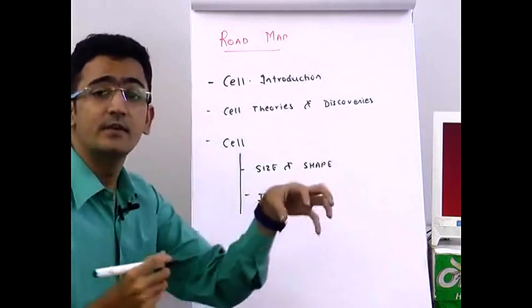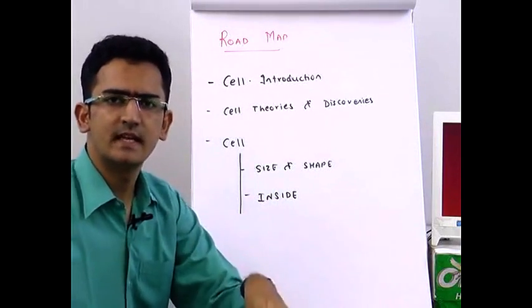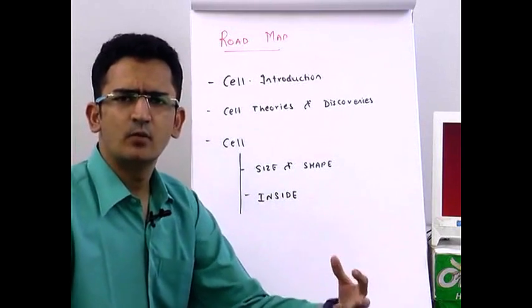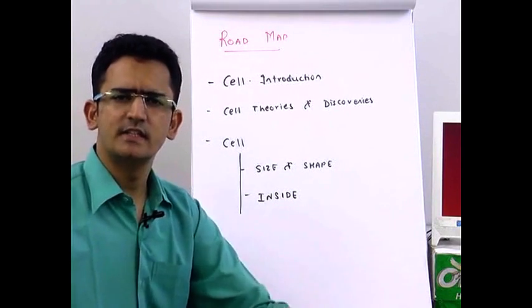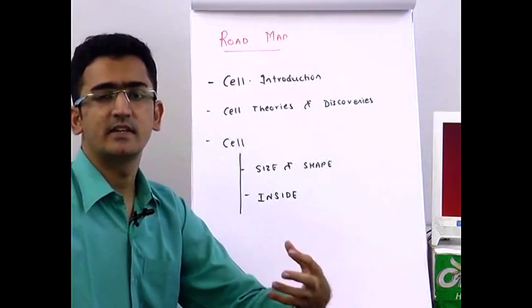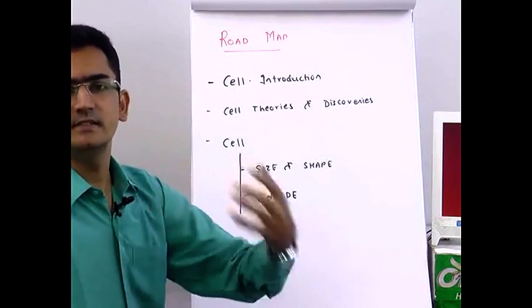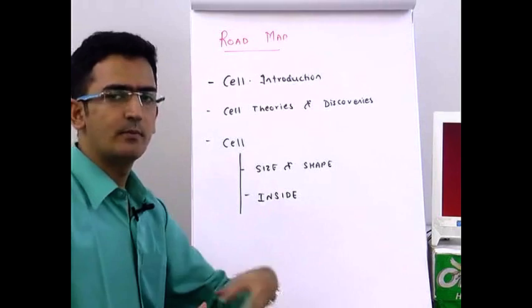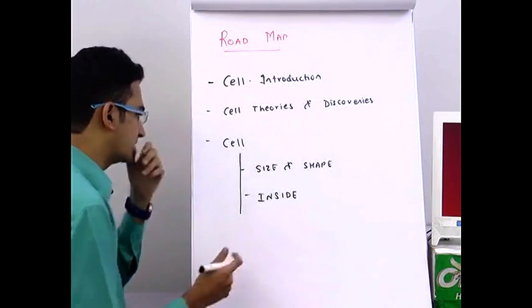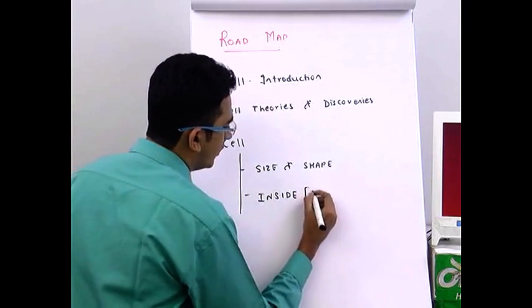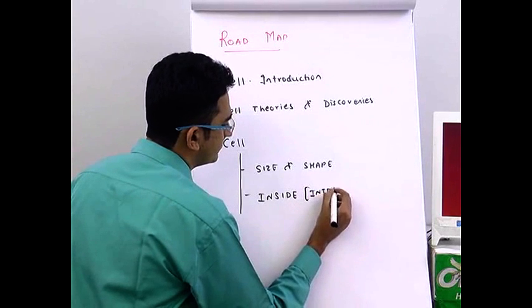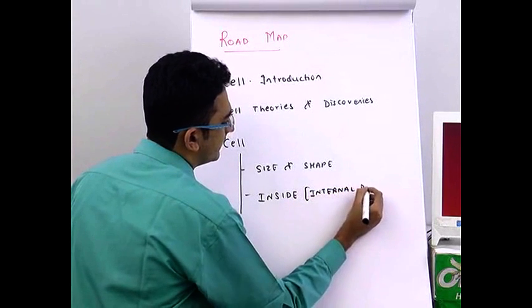And then we will try to study the cell from inside, where we will study the different internal parts of the cell, like the cell membrane, the cell wall, the cell organelles, the nucleus, the mitochondria, the endoplasmic reticulum. You've been hearing these terms since the last few years, so we will have a more detailed understanding of each of these internal parts of the cell.